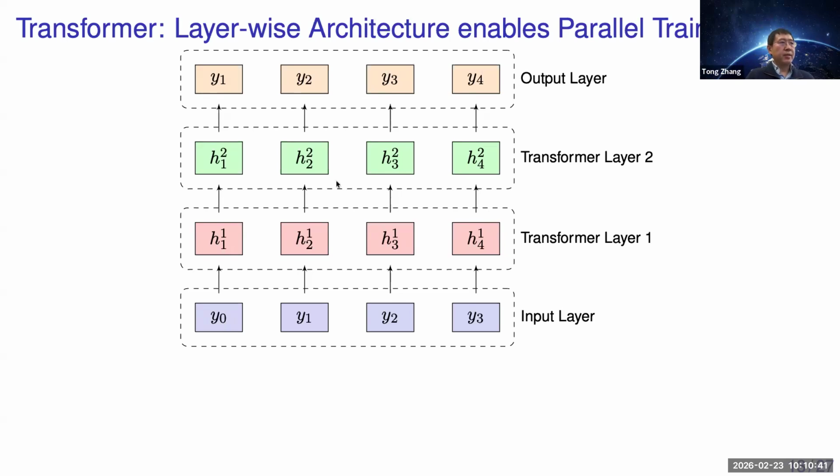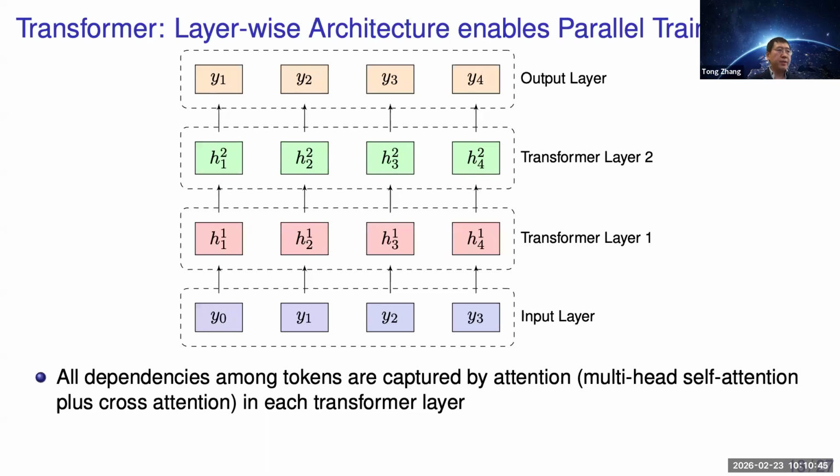Okay, so let's take a look. All dependencies are captured by attention. So that's the key, right? If I remove the attention, then every token just works on itself. The FFN later does not introduce additional dependence between tokens. They just work on specific tokens. But all the dependencies among the tokens in the sequence are just attention.